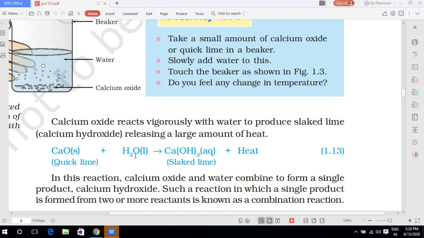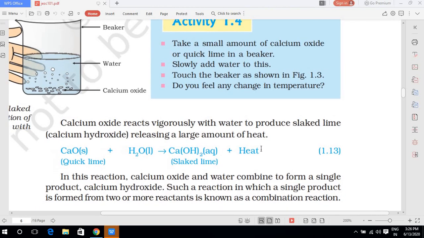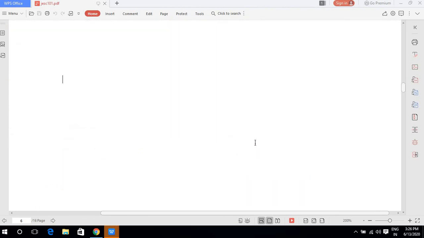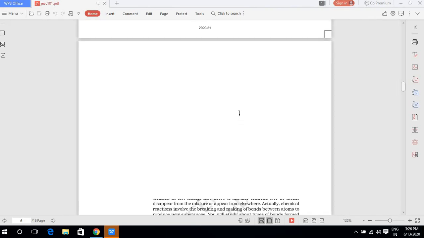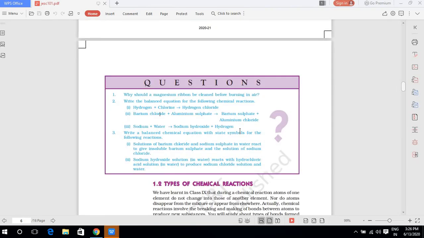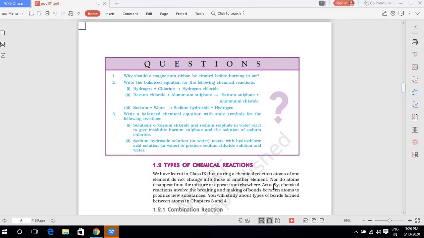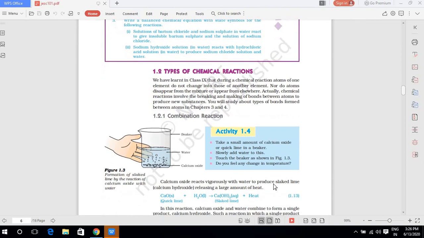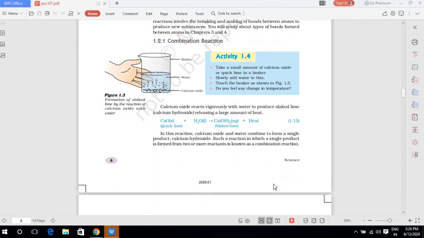This quicklime and water combine to form slaked lime. That's why this type of reaction is called combination reaction. It forms the slaked lime, and by giving off heat, it will produce heat in the combination reaction of quicklime and water to form slaked lime.